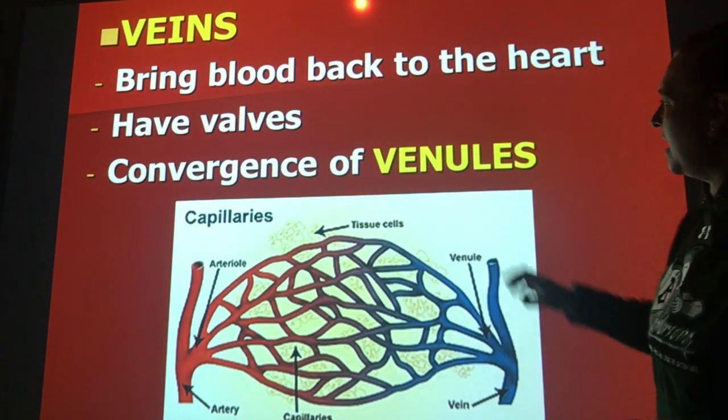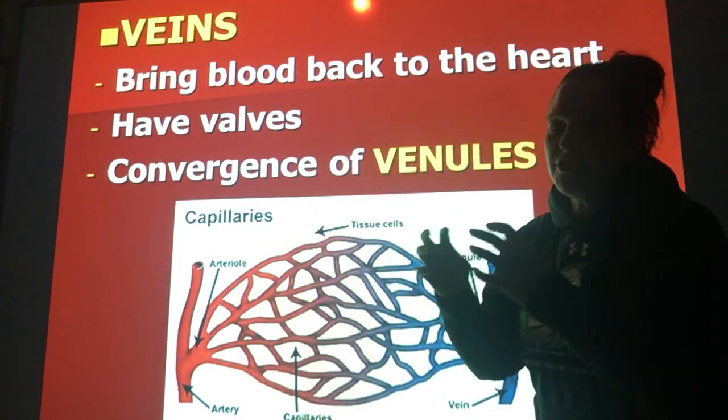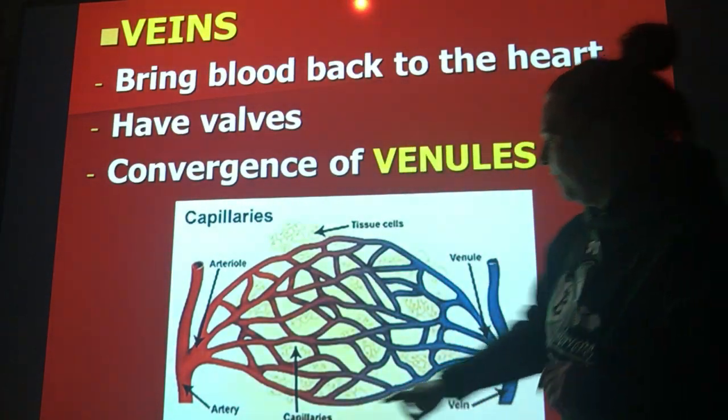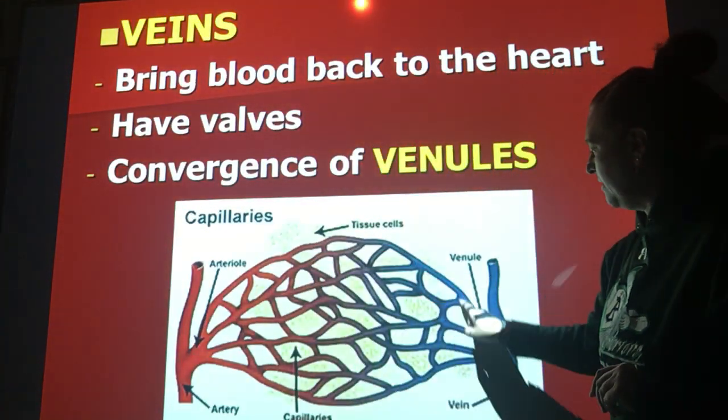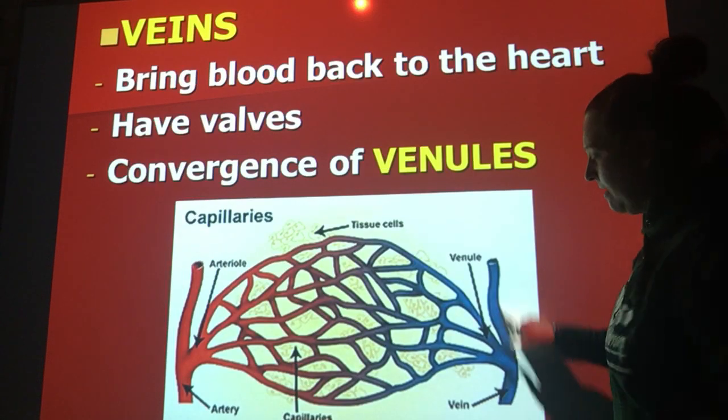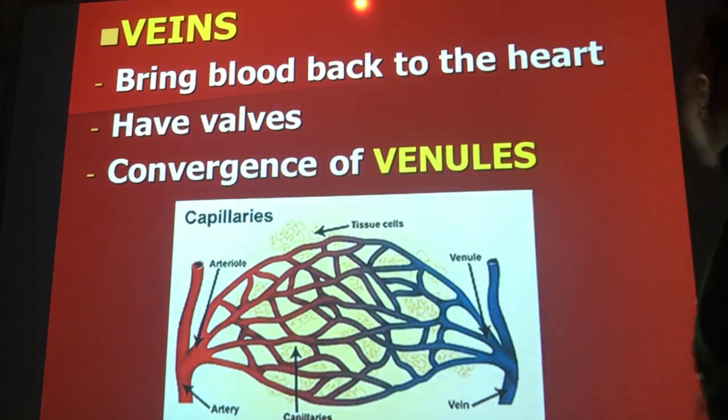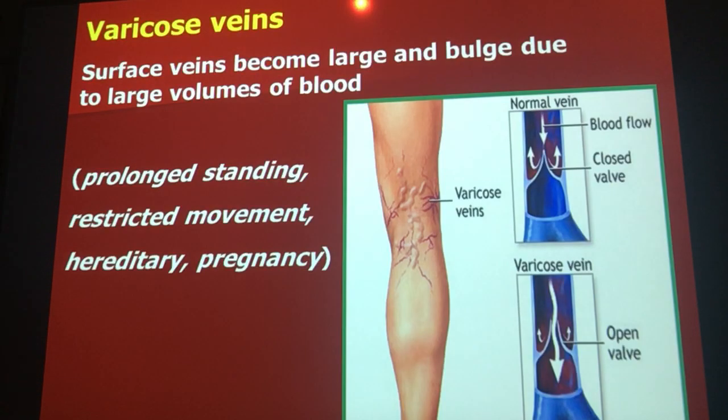Like I said in the other slide, venules converge to form veins. So arteries become arterioles, there's again your capillary beds, and then the smaller venules converge to become a vein. And there you go, those are your 3 blood vessels. Pretty simple, and I think you've studied it before in the past.